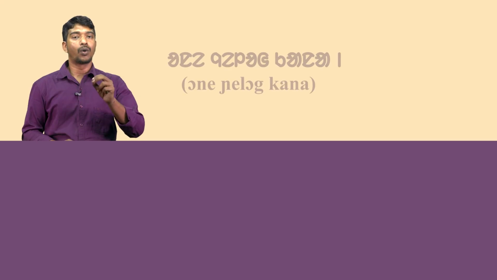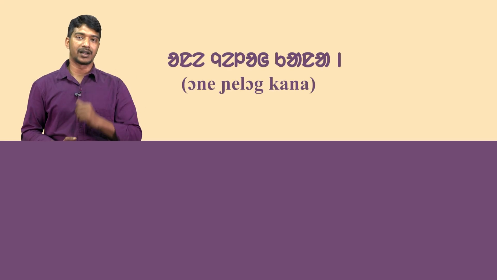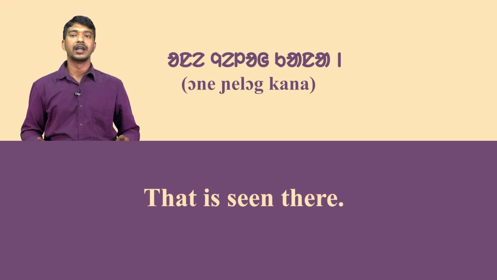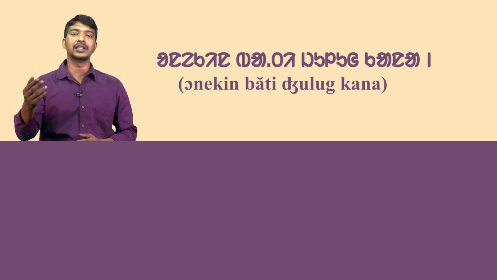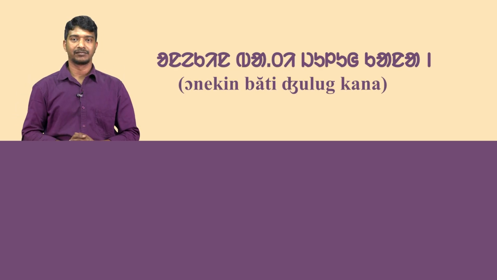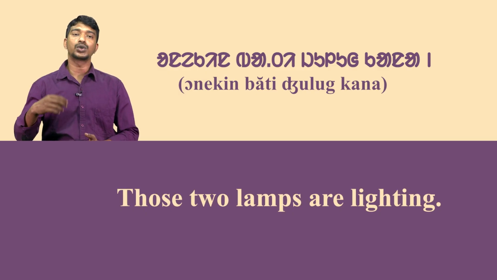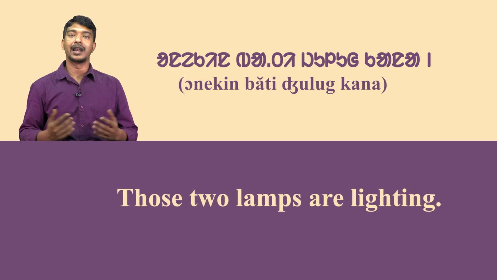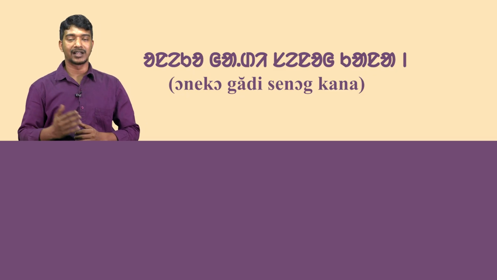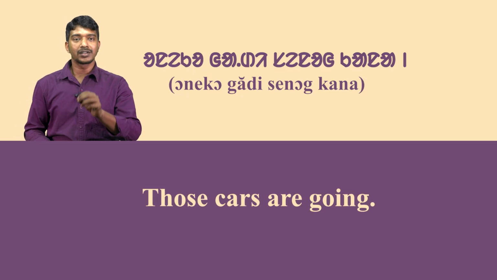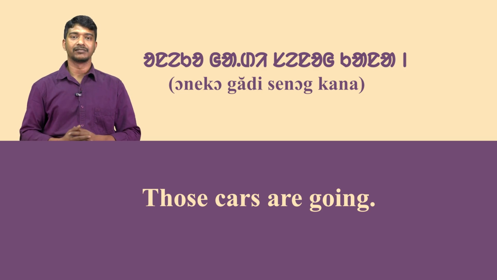Now consider the following sentences. One nyelo kana means that is seen there. Onekin bati julu kana means those two lamps are lighting. Oneko gadi seno kana means those cars are going.